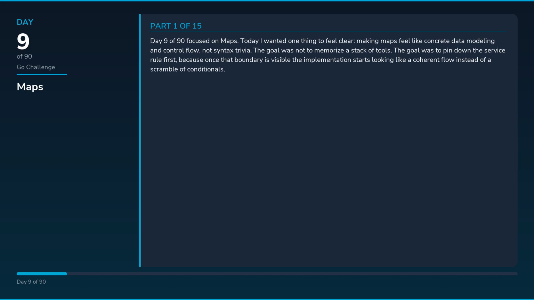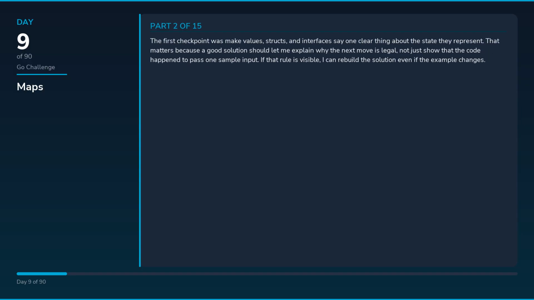Day 9 of 90 focused on maps. Today I wanted one thing to feel clear: making maps feel like concrete data modeling and control flow, not syntax trivia. The goal was not to memorize a stack of tools. The goal was to pin down the service rule first, because once that boundary is visible, the implementation starts looking like a coherent flow instead of a scramble of conditionals.